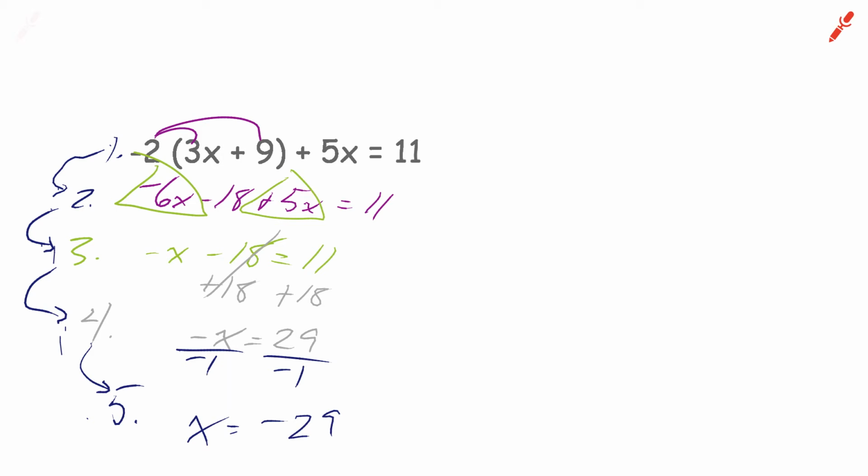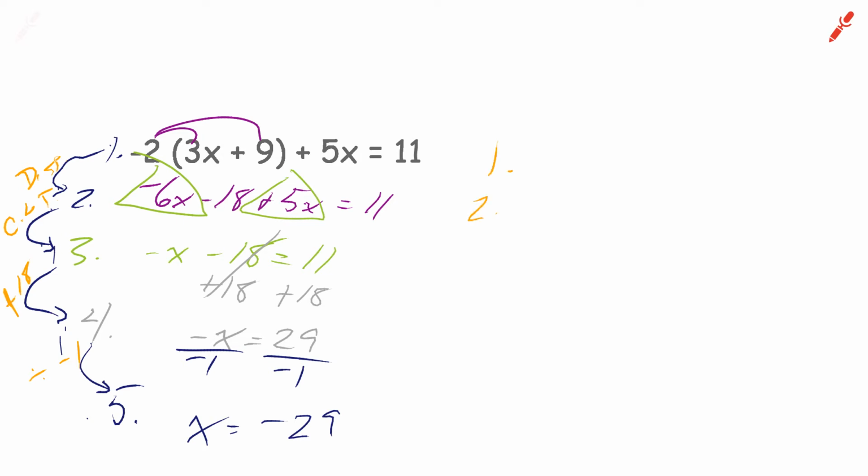Alright, so you guys should have been able to push play. Let's just go through. You should have said distribute, combine like terms, add 18, divide negative 1. Now what I want you guys to do is please justify it.